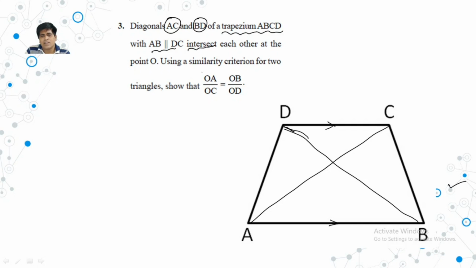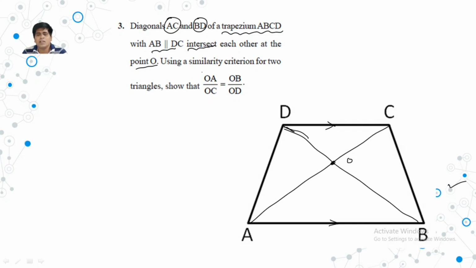He has clearly given that they intersect at point O. So I am taking the point O here. This is the point O. Overall, the information he has given in the data, I have shown in the figure: trapezium ABCD, AB is parallel to CD, and both diagonals intersect at O. Now we have to use a similarity criterion.